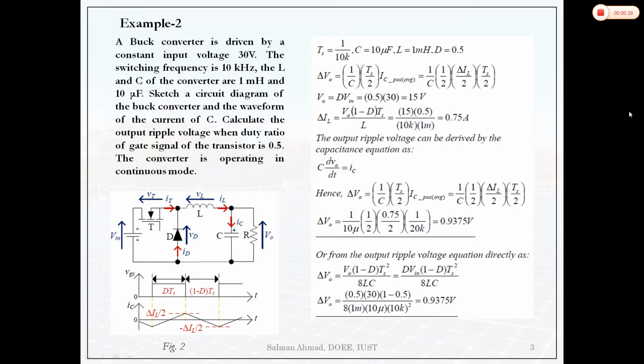Now substitute the duty cycle, output voltage, switching frequency, and inductance, all the values you can substitute here. So delta IL you are getting is 0.75 amps. Now the output ripple voltage we can find from this. Substitute these values: the delta IL value, the switching frequency, and the value of the capacitor. So delta V naught we will get 0.9375, the output voltage ripple.